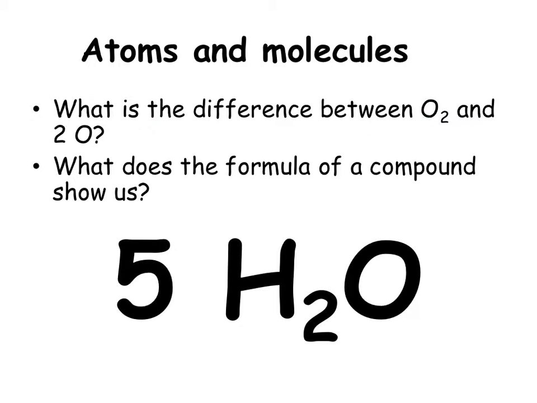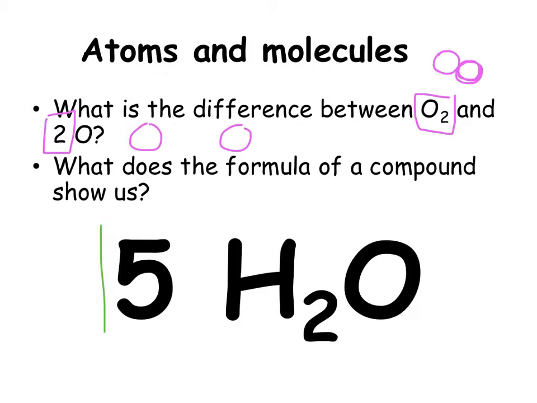Sorry, what is the difference between O2 and 2O? O2 would be 2 oxygen atoms joined together. 2O would be 2 oxygen atoms far apart. This subscript 2 tells me that they are joined together in a molecule. And this number in front tells me that I've got separate particles.